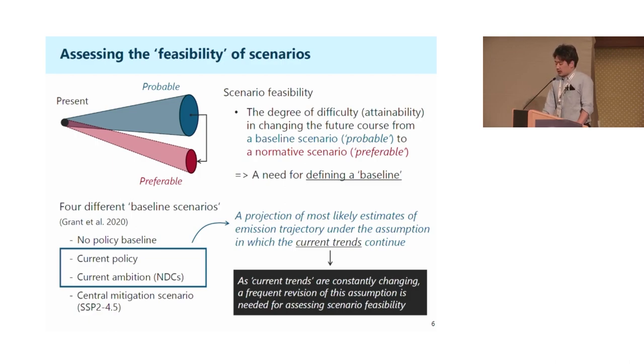The scenario community has come up with different kinds of baseline scenarios: no-policy baselines, current policies, current ambitions, and central mitigation scenarios. Nowadays, particularly the IPCC Working Group 3 has adopted the use of current policy and current ambition scenarios as the baseline for thinking about feasibility. So we could have more clarified debates about feasibility, where the baseline scenario can be defined as the projection of the most likely estimate of the emission trajectory.